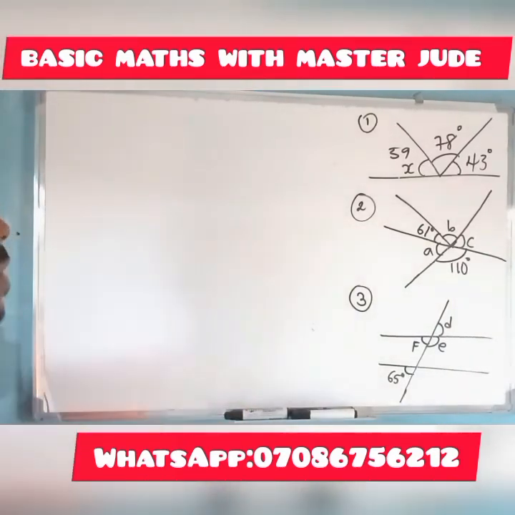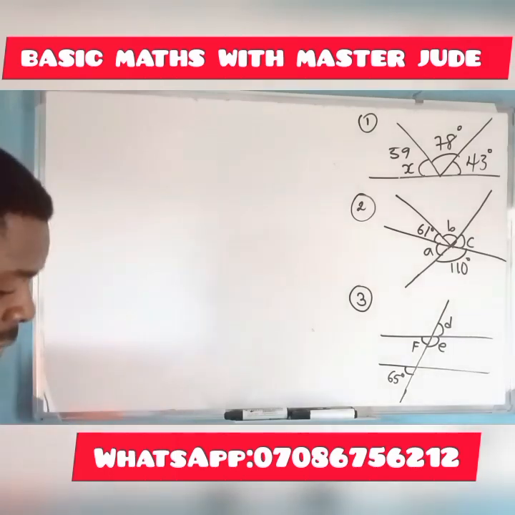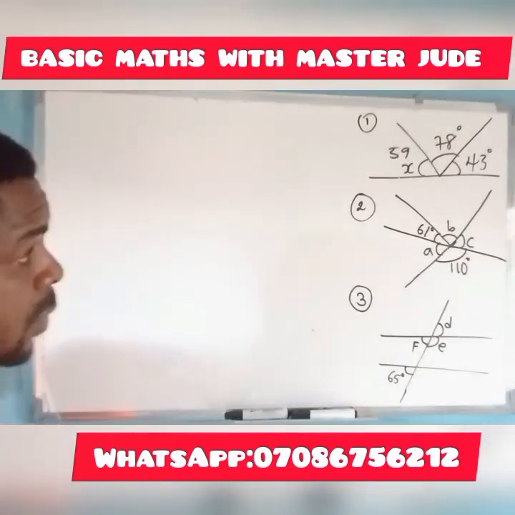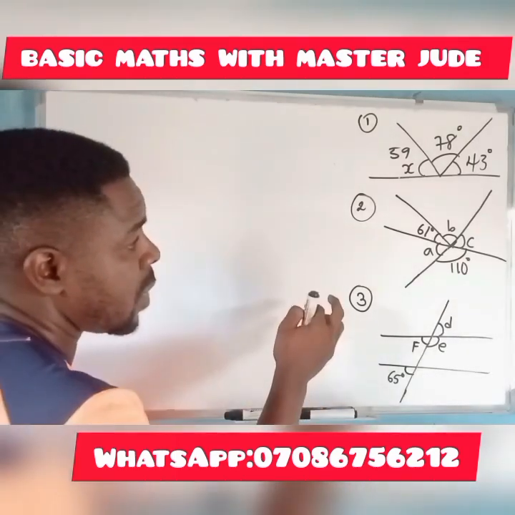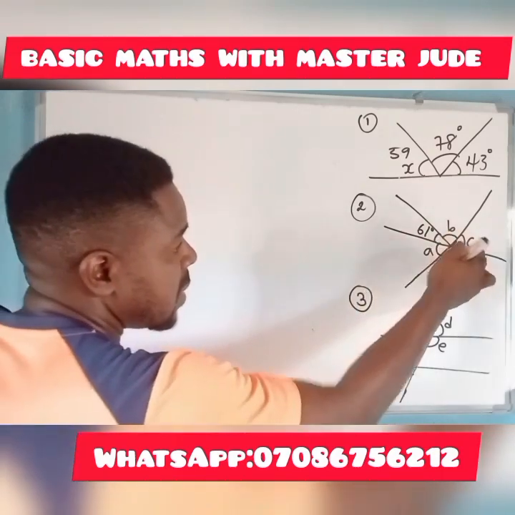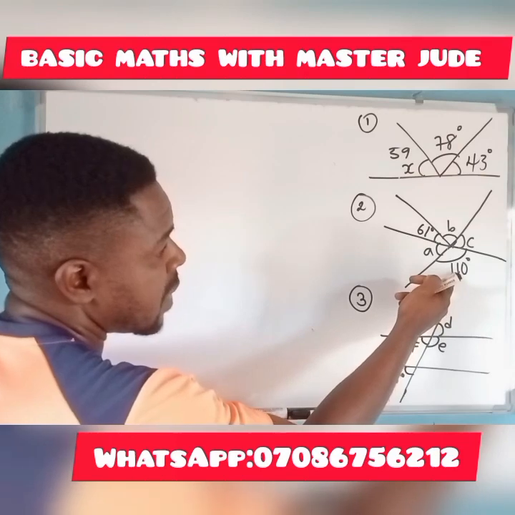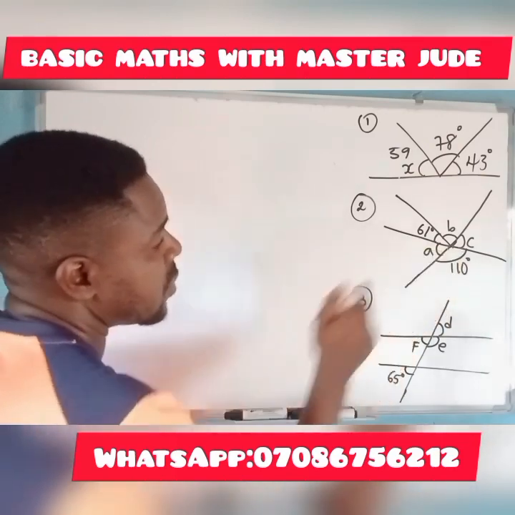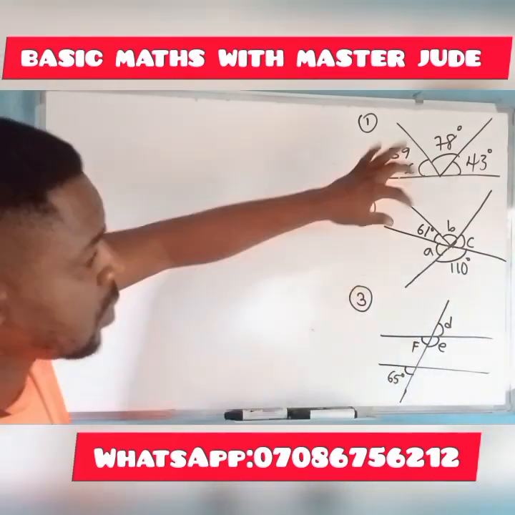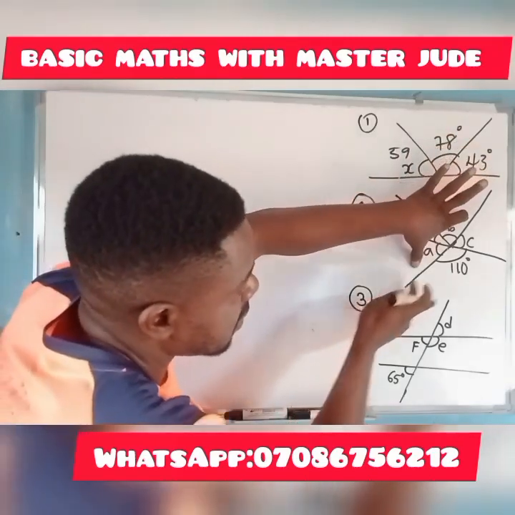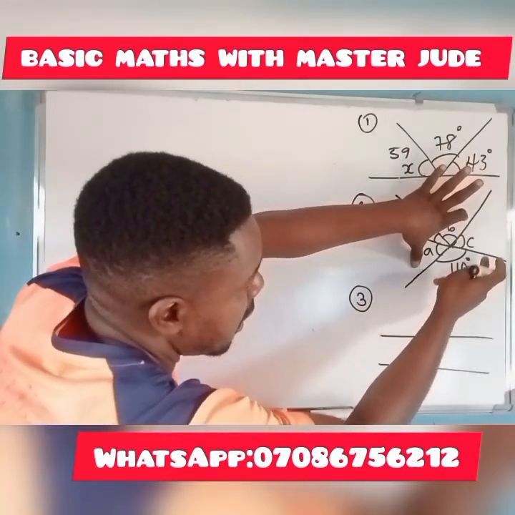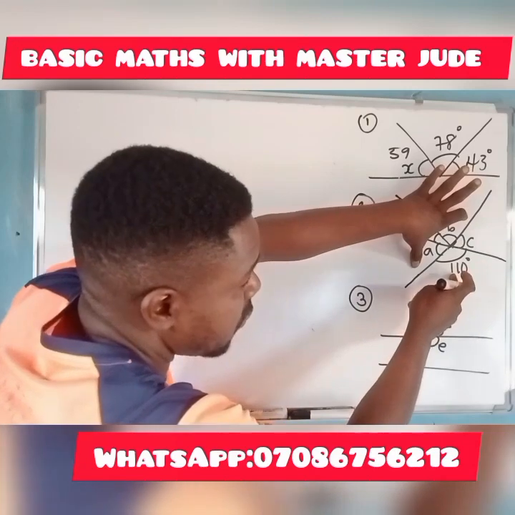Now let's study the second example. When you look at the second example, we are looking for the values of A, B, and C. So for this angle we have 61, and this angle we have 110 degrees. Now when you look at this, you see that this is angles on a straight line, and you have two variables.